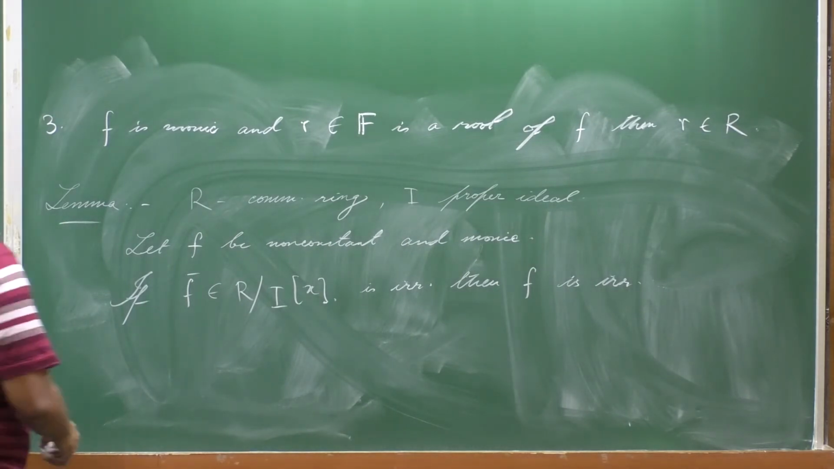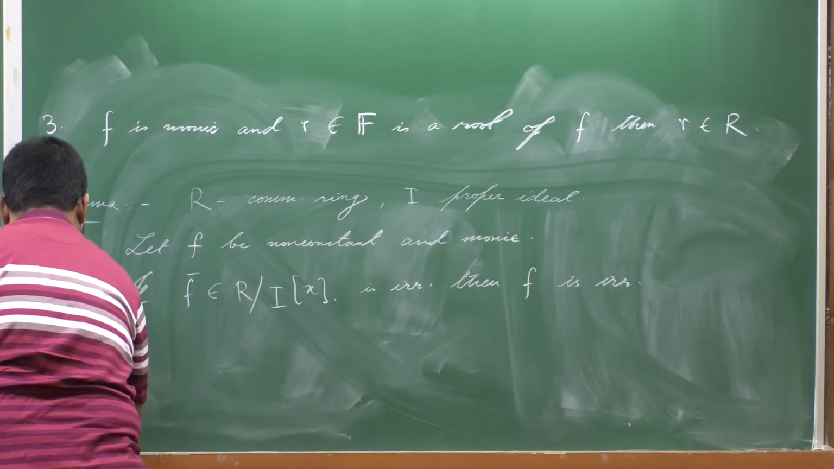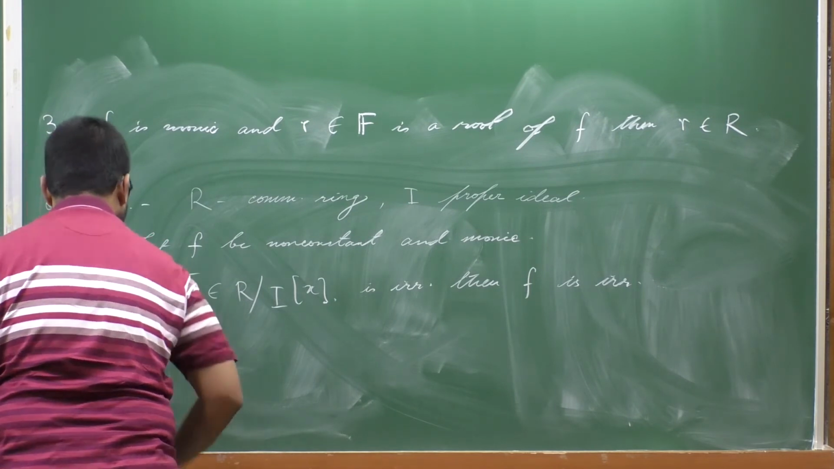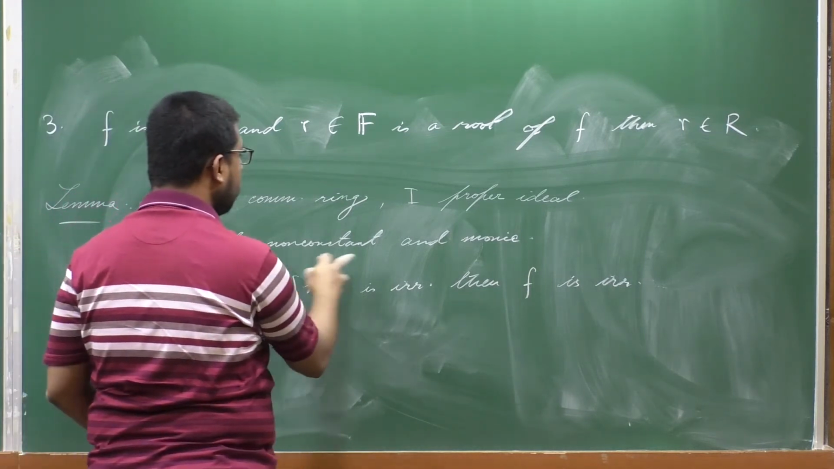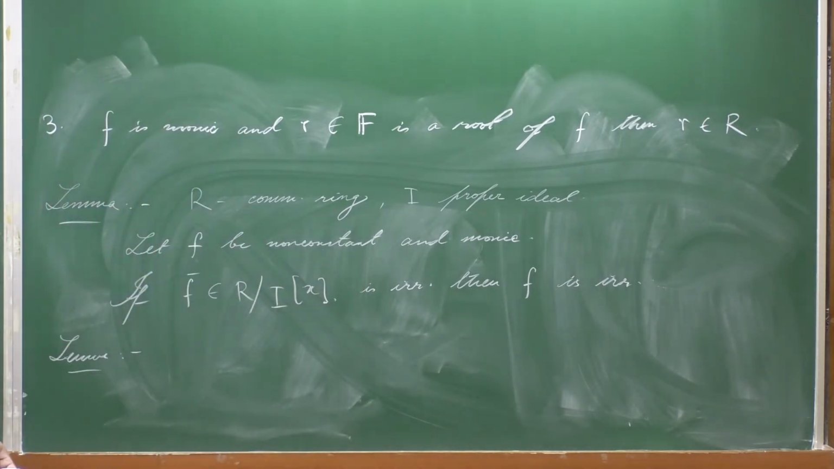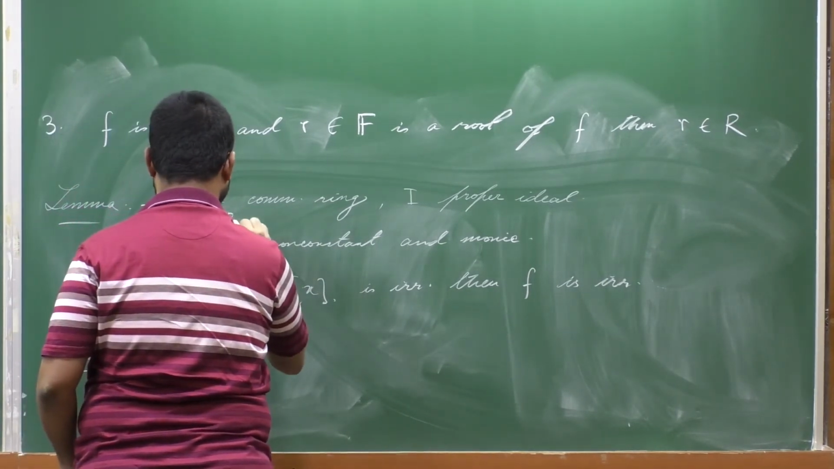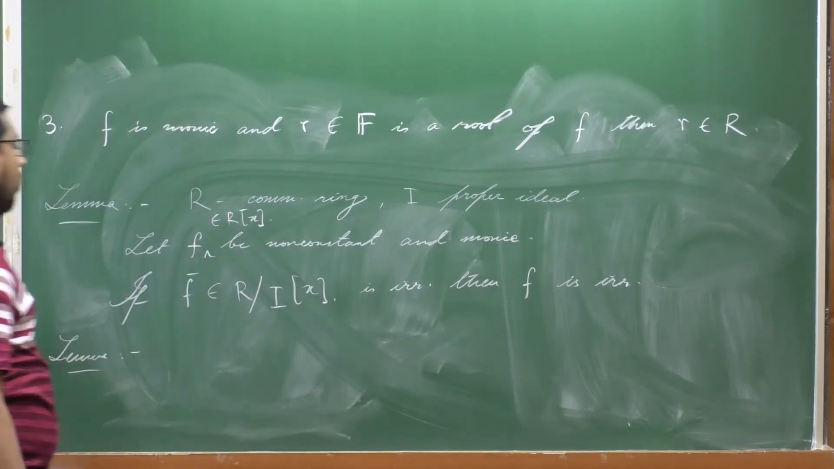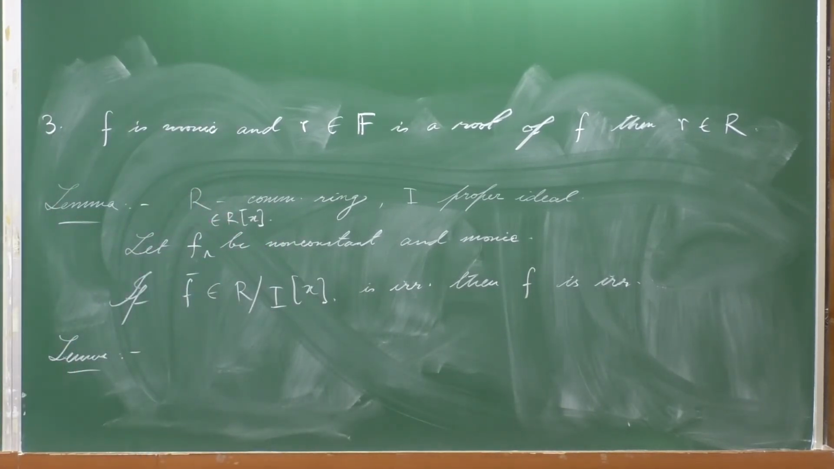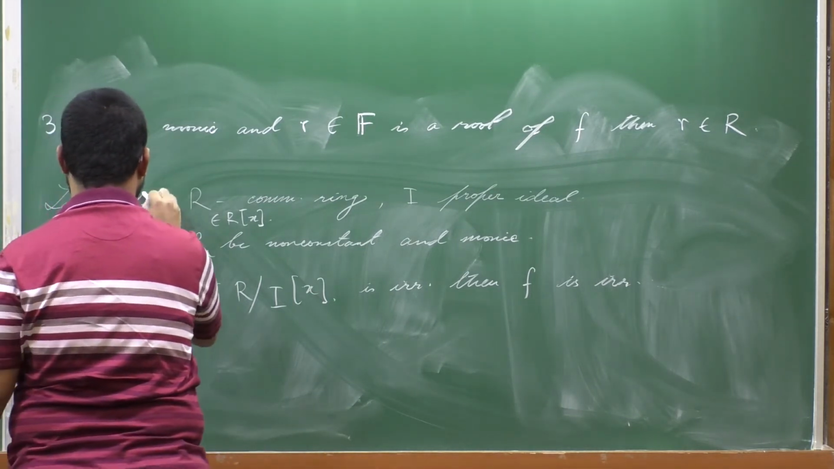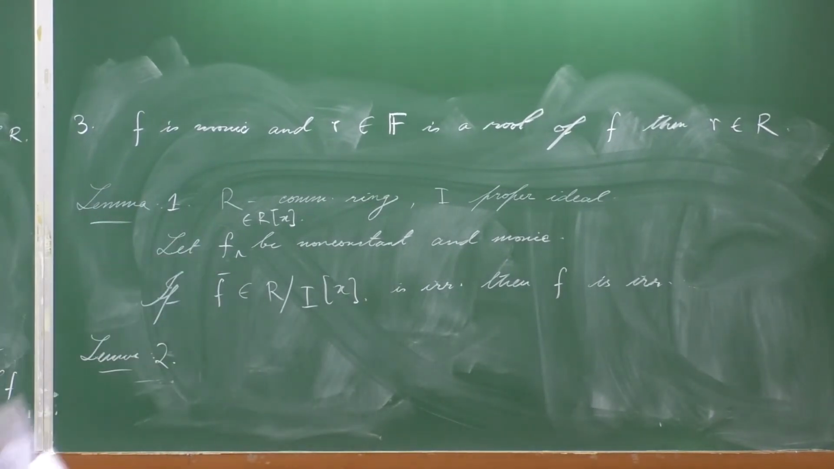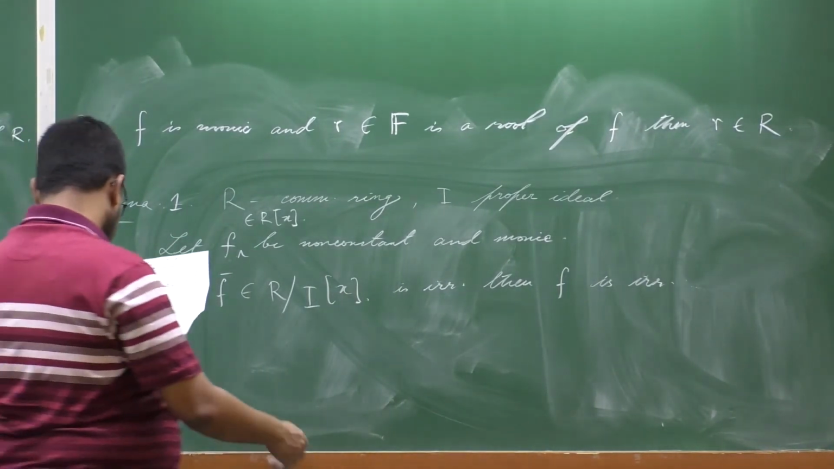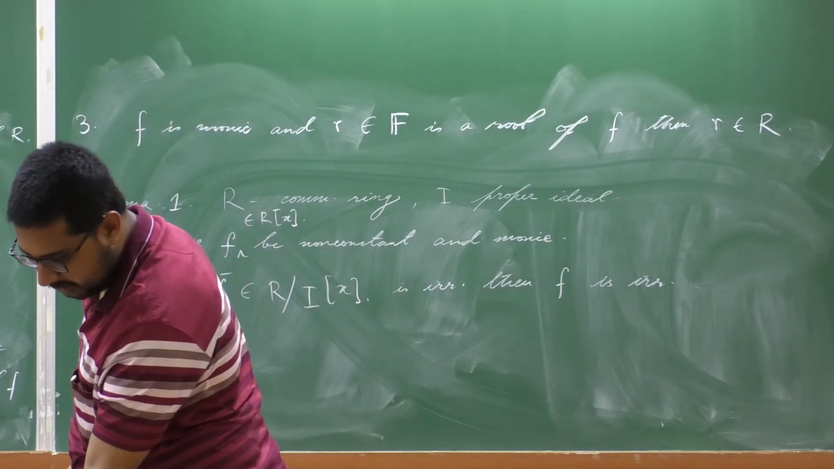We do have another variant of this lemma as well, which sometimes becomes more useful and is less stringent than this, because here the polynomials which we are considering have to be monic. Maybe I should say lemma 1 and lemma 2. The next lemma does not insist that the leading coefficient has to be a unit. Rather, what this says is the following.